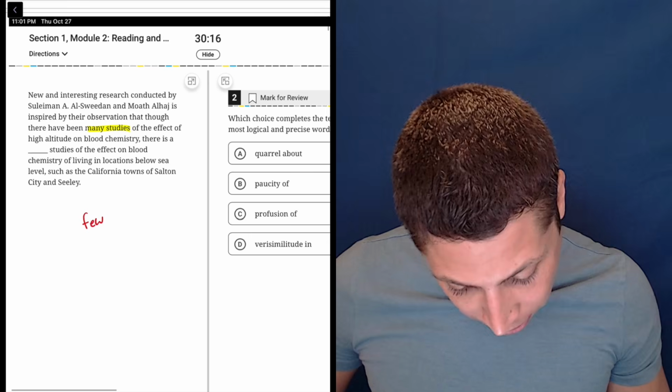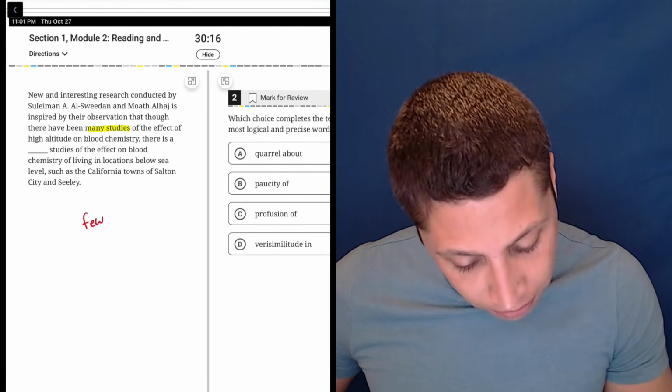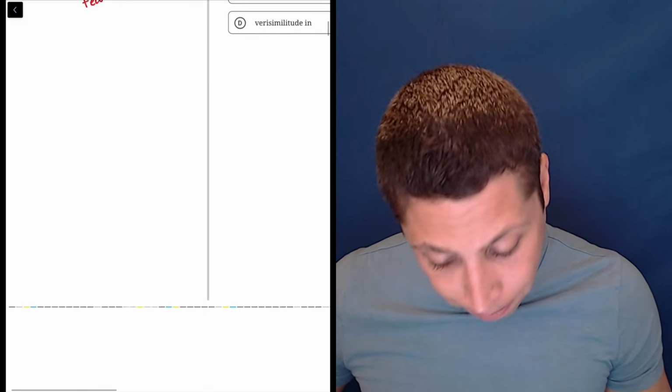There is a quarrel about, a paucity. Paucity means a lack of something. Profusion is the opposite. That means there's a lot of it. Verisimilitude has nothing to do with it. So paucity is the word there. Just means the opposite of many.